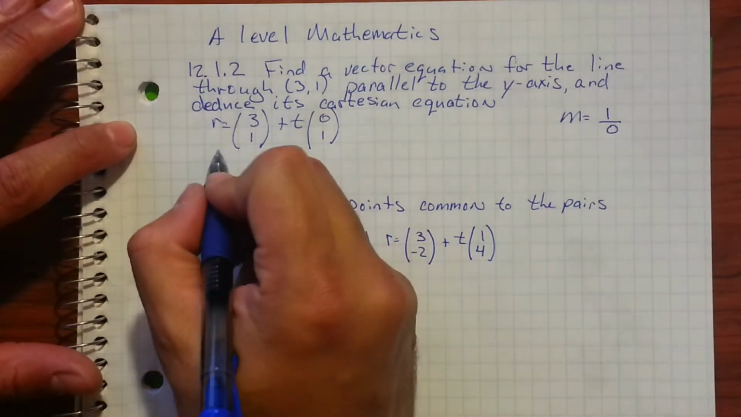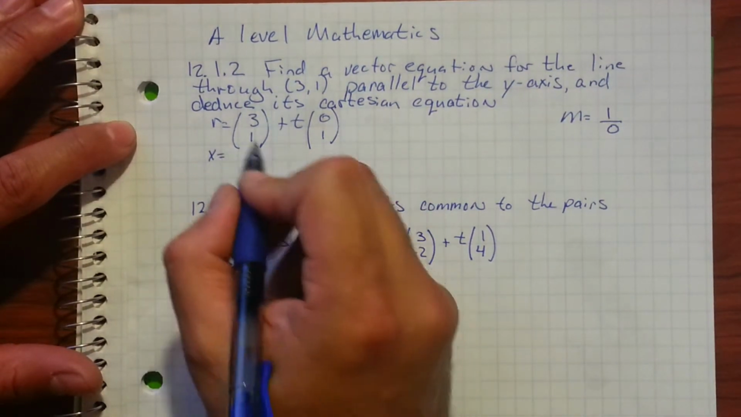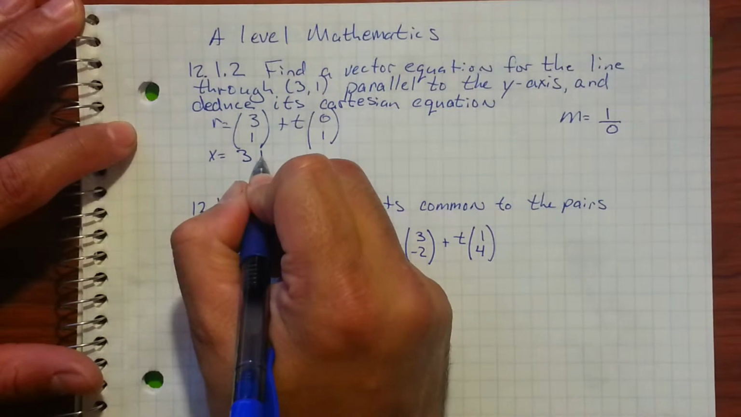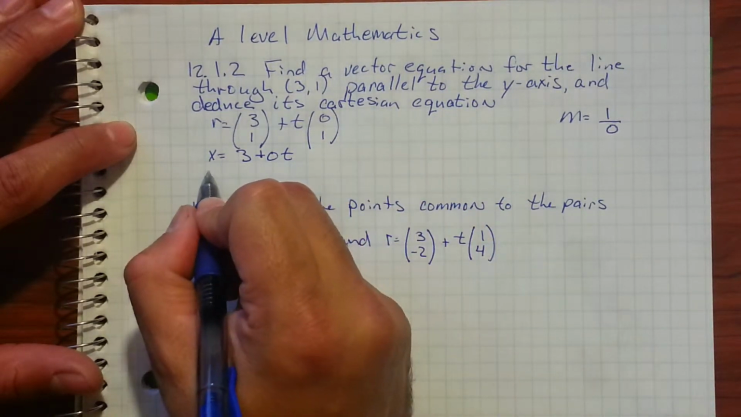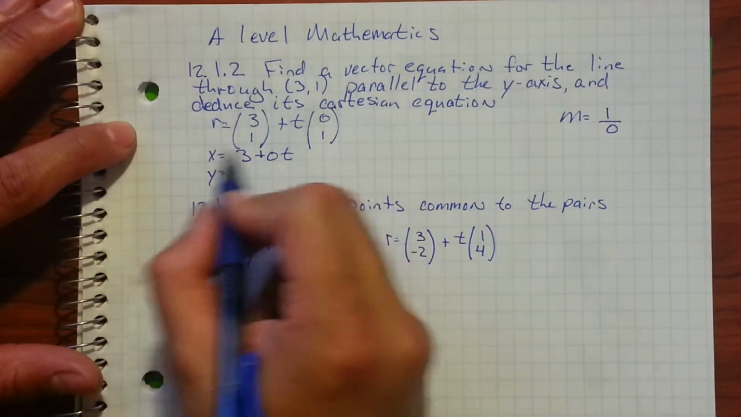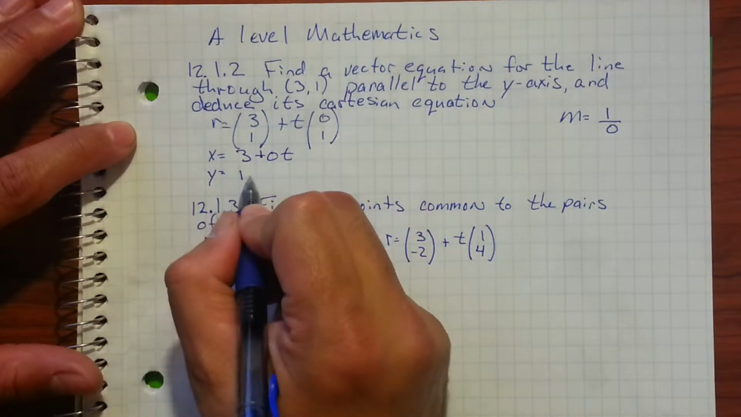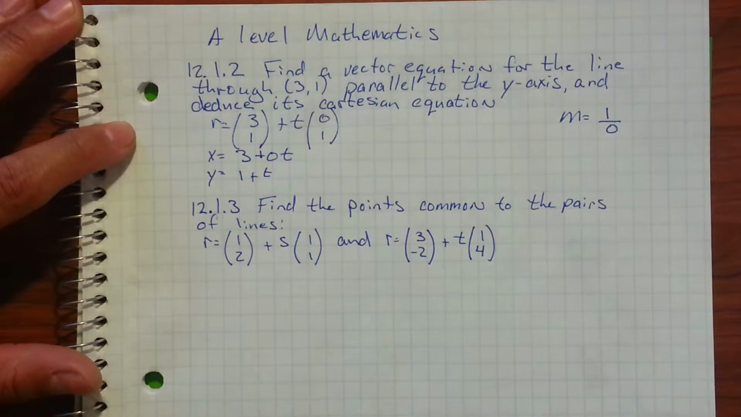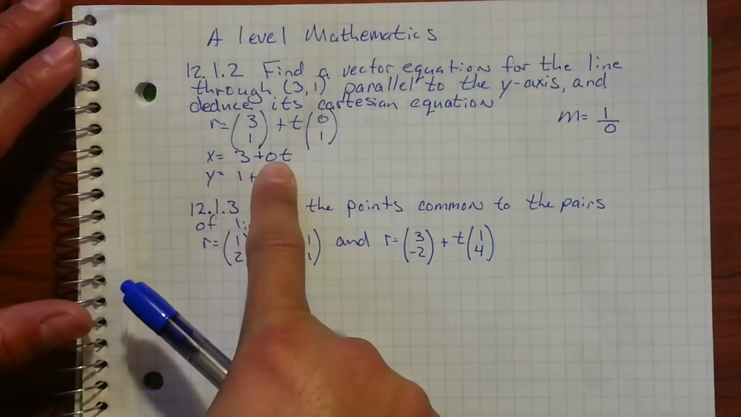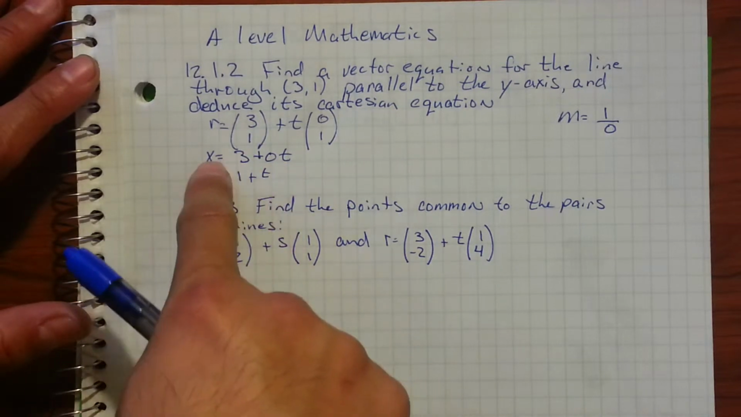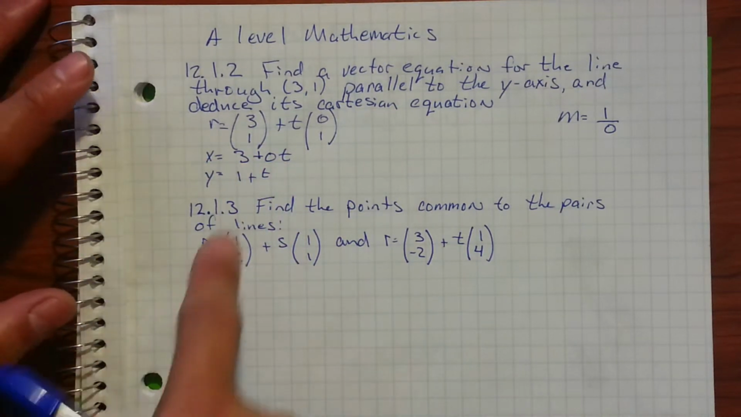So on the Cartesian equation, I'm going to get x equals 3 plus 0t. That's going to be important right there. Y equals, that's going to be 1 plus t. Now, because there's 0t here, that means I can't use x like I did on my past problem. I have to use y.